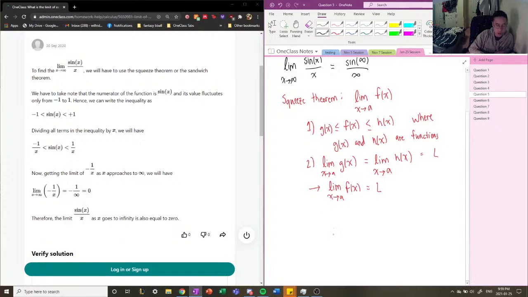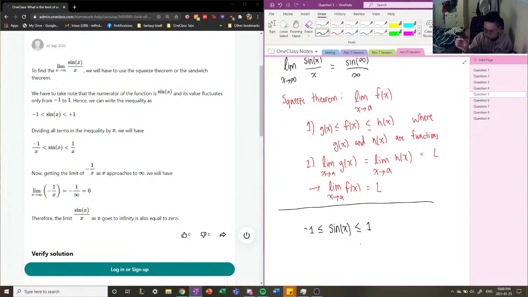First, I want to sandwich sine of x between two different functions, and we're going to define our functions as such. The function that's always less than or equal to sine of x is -1, and the function that's always greater than or equal to our original function is +1. That is the definition of the range of the sine function.